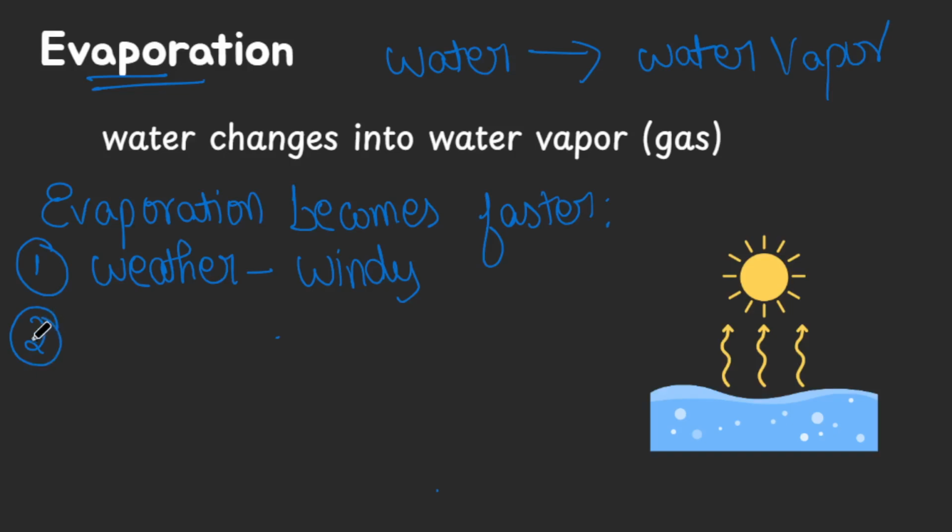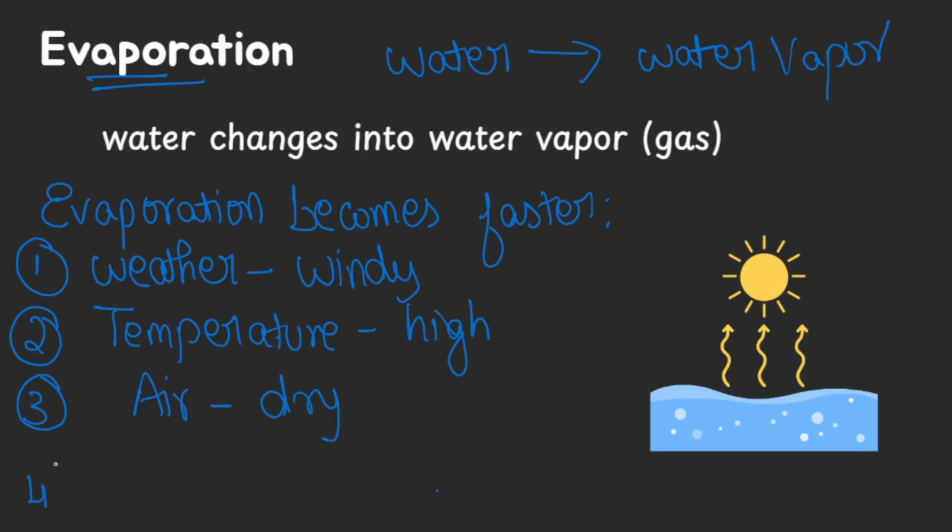Then second, temperature should be high. What temperature? The sun's temperature should be high to remove all the water and change it into water vapor. Next, the air should be dry. Then the fourth and last one is that the surface of the liquid should be large.